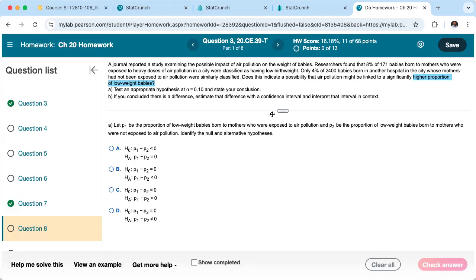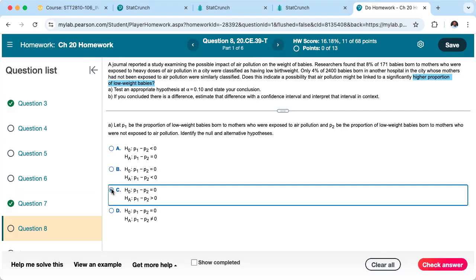Now, we want to write out the hypothesis. To write out the hypothesis, we can clearly see that A is out because the null hypothesis has less than here, which is incorrect. Because here it says significantly higher, it means that our hypothesis should be C, which is what? Greater than. Is that okay? So we check on that.